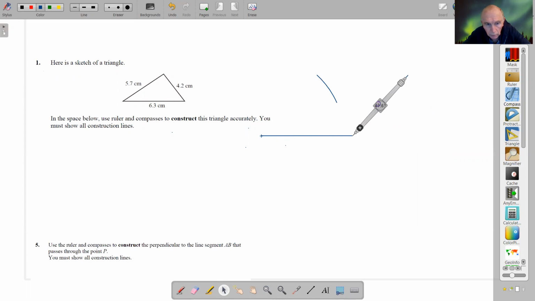Now we'll do the same thing with the bottom right. This time we want 4.2. So let's adjust that, 4.9, 4.4, 4.2. There you go. And swing that around about there, and we draw that arc. These are the construction lines that they're asking you to leave in. So this point here is on this arc, so it's 5.7 from the bottom left, and it's also on that arc, so it must be 4.2 from the bottom right.